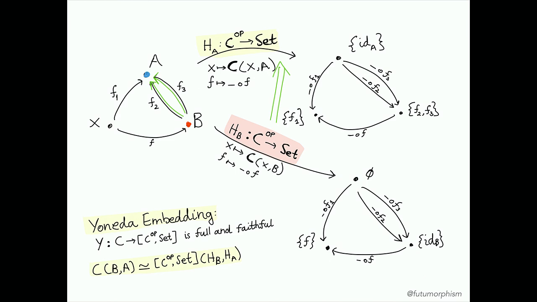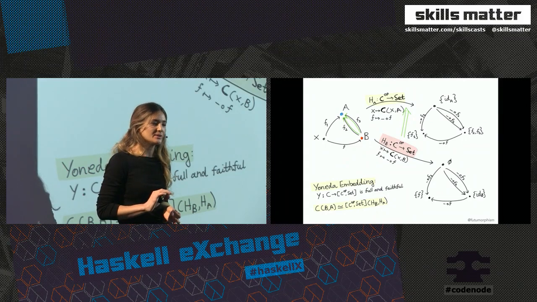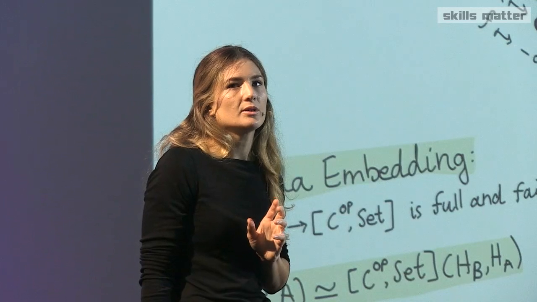And the other interesting thing is that this functor is not just any functor, but it is full and faithful, which means that the way it maps morphisms, it's bijective. So you can go both ways, similar to the statement we saw for preorders. So what this says is that the set of morphisms from B to A is isomorphic to the natural transformations from H_B to H_A. So we can choose which side we want to work on.